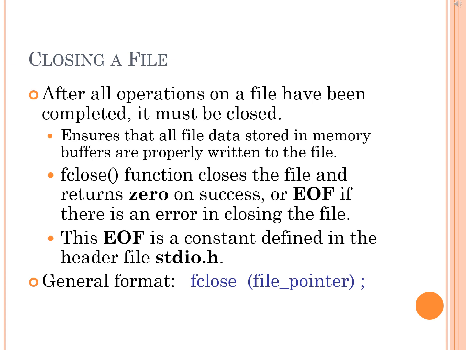After processing of the data in the file, either reading, writing or appending, you have to close the file. That must be remembered. If you don't close the file, what will happen? It will not be written back into your secondary storage, and all the changes that you have made will not be seen later. So fclose returns 0 on success and EOF if there is an error in closing the file.